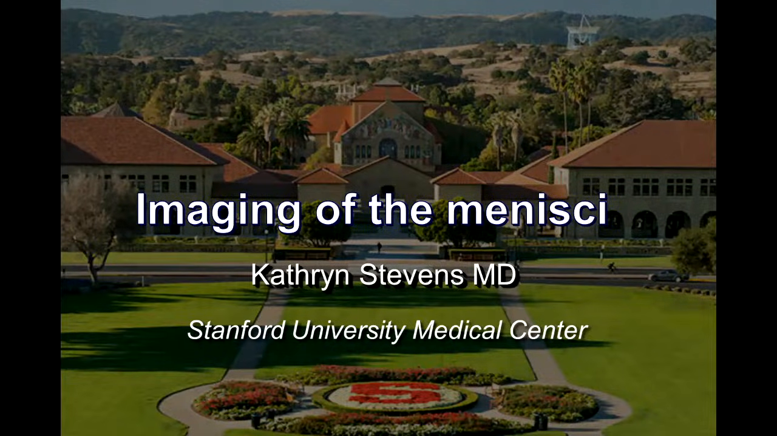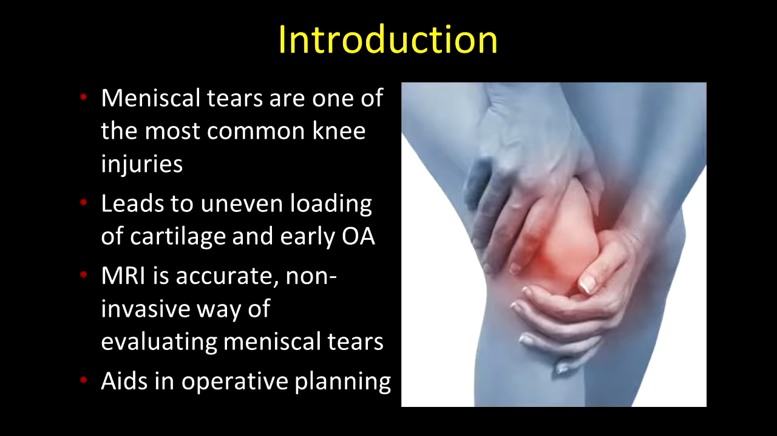Hello, today I'm going to be talking about imaging of the menisci. Meniscal tears are one of the most common knee injuries and are usually traumatic or degenerative in etiology. Meniscal disruption leads to the uneven loading of articular cartilage and premature osteoarthritis. MRI is an accurate and non-invasive way of evaluating meniscal tears and can be extremely beneficial in preoperative planning.